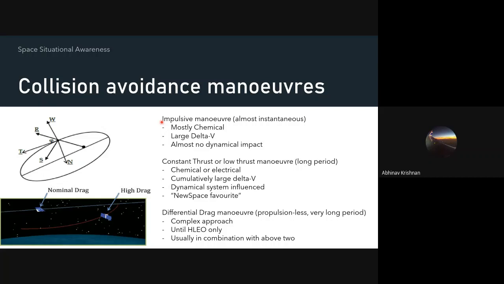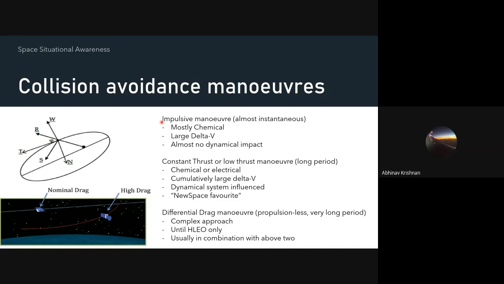It's mostly chemical, so a low specific impulse propulsion system mostly, and it generates extremely large delta V. It can even go to 10 meters per second if you want. So it depends on the time of firing. It's almost instantaneous. The reason I mentioned almost instantaneous is that when you're modeling it in software, in Python or in any flight dynamics library, if the thrust firing time is less than 10 seconds or 5 seconds, it's usually modeled as an impulsive maneuver.